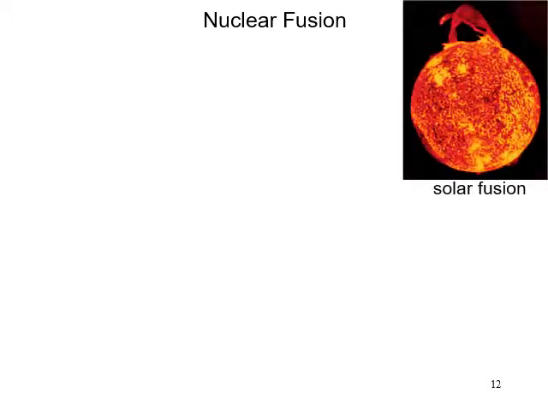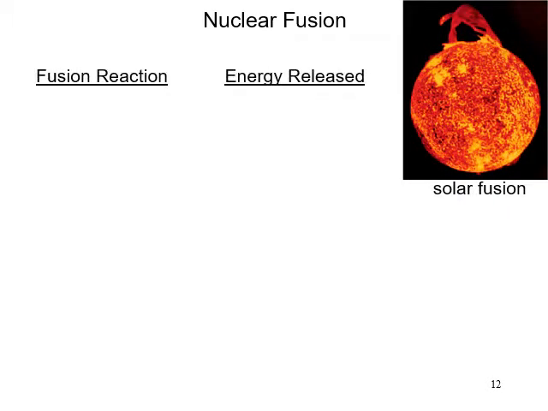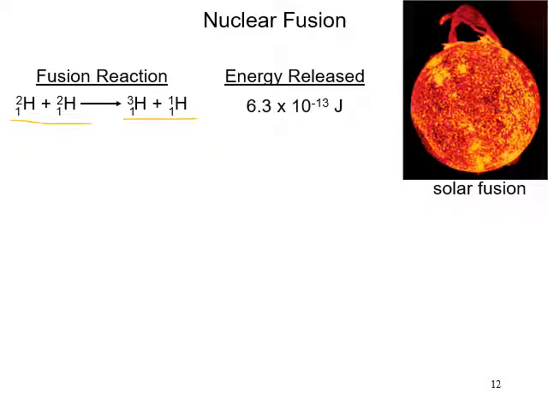Let's go on to nuclear fusion. Nuclear fusion is the opposite of fission. That's what's happening in the sun. In a fusion reaction, you see two deuteriums coming together to make a tritium and a protium. And there's a good bit of energy released for that reaction. This has got to be on a per atom basis.